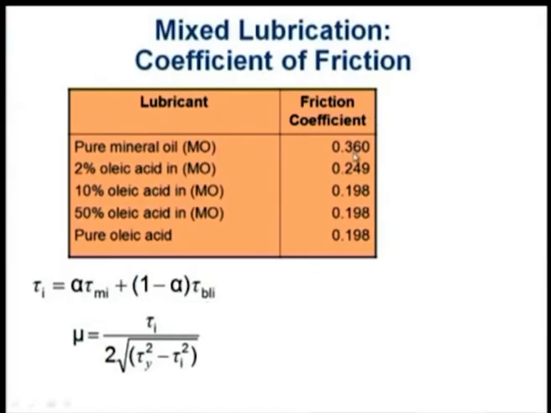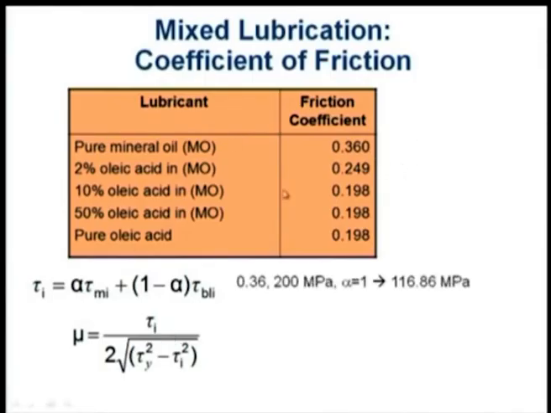That means, if I use a coefficient of friction 0.36 in this relation, tau I can be figured out if I know the tau y. For most of the metals, tau y is known to us. That means, if I know the coefficient of friction and if I know the tau y, I can figure out tau I easily. Let us take an example.